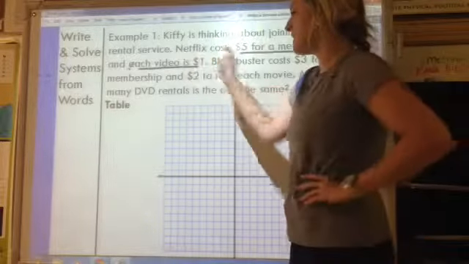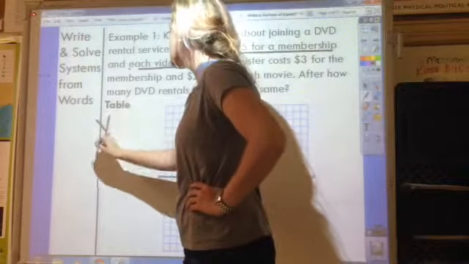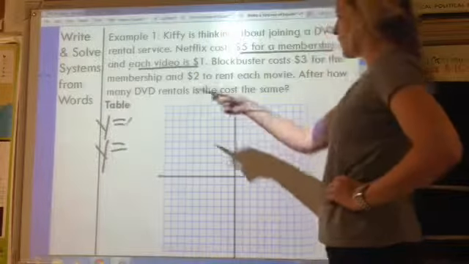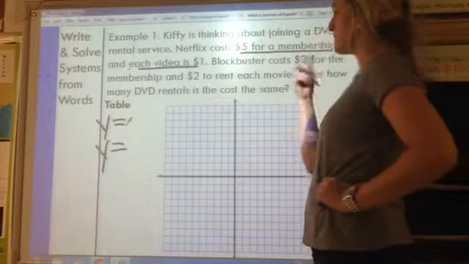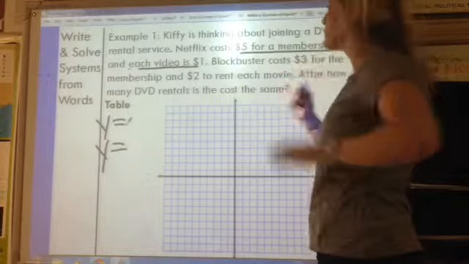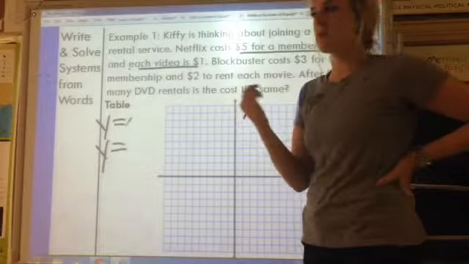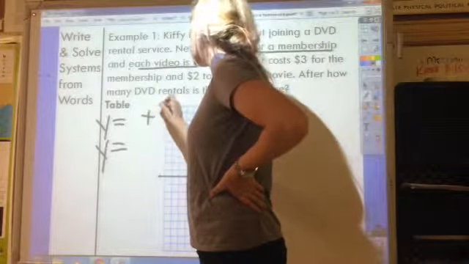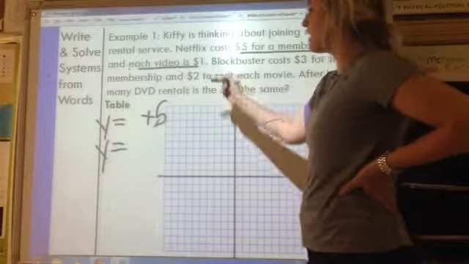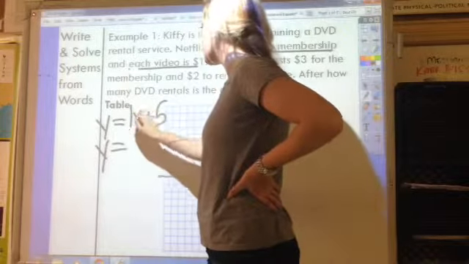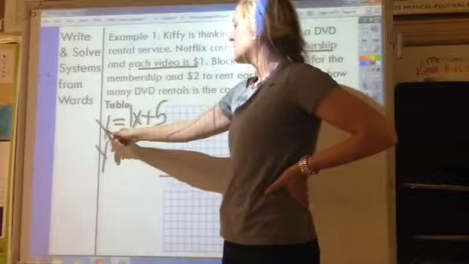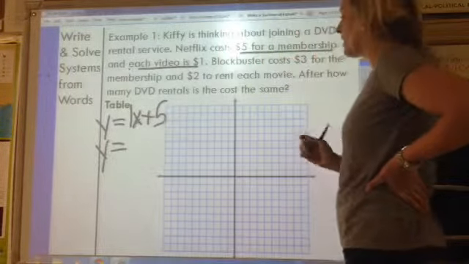So let's go ahead and work just with Netflix. Whenever I write my equations, I always want to write it in the form y equals mx plus b, where y equals the cost of the membership and movies together. If Netflix costs $5 for a membership, that is never going to change. It's always going to be $5 for the membership. So since it's going to be the same, that could be my starting point. That'll be my y-intercept. If each video is $1, I don't know how many videos I'm going to rent. So I'm going to accompany 1 with an x, because again, y represents the cost and x represents the number of movies.